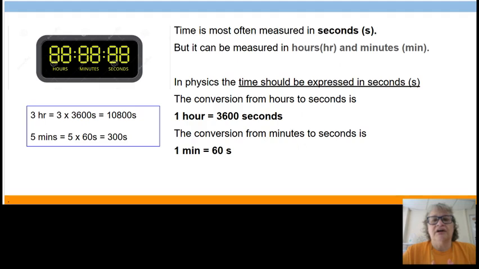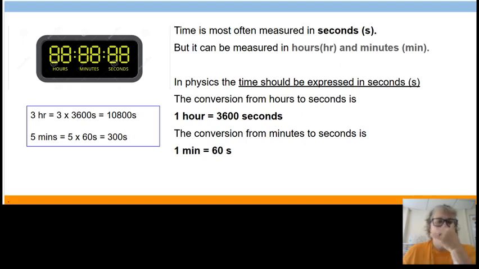The conversion from hours to seconds is 1 hour is 3,600 seconds. Okay. And then the conversion from minutes to seconds is 1 minute is 60 seconds.